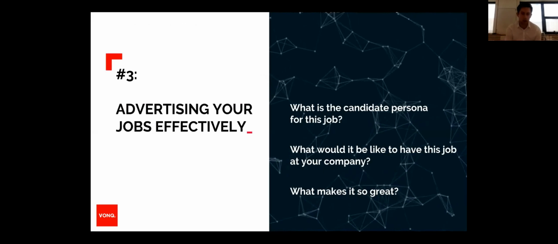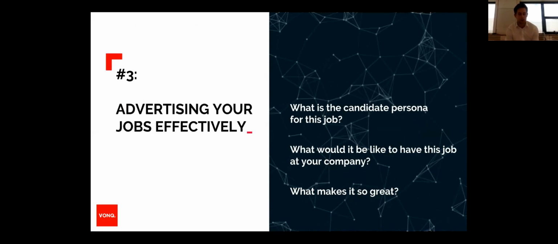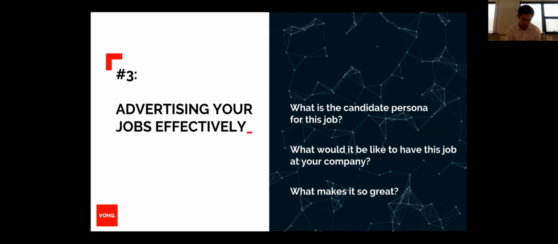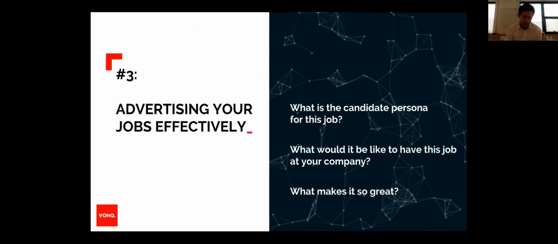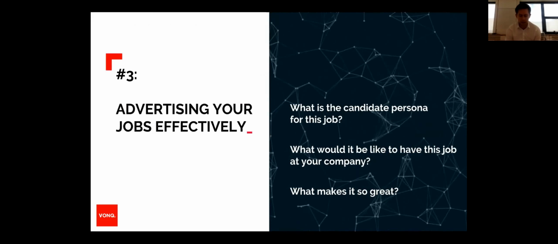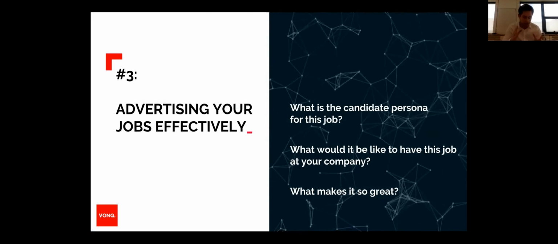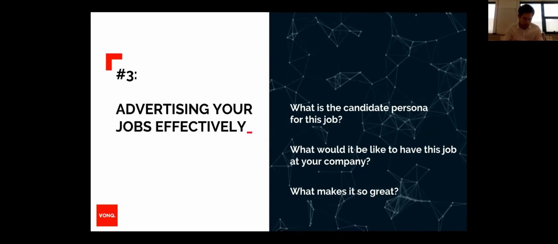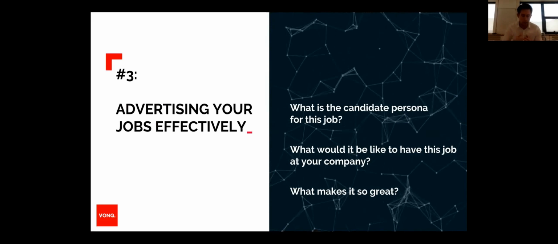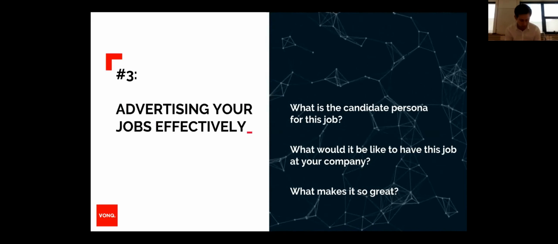Which nicely brings me on to the next point, which is advertising your jobs effectively. So the third challenge we're going to cover is how to advertise your jobs effectively. You've put so much time and effort into tailoring your EVP, communicating this into an employer brand. It's really time to assist your candidates at the final step, and that's the application.